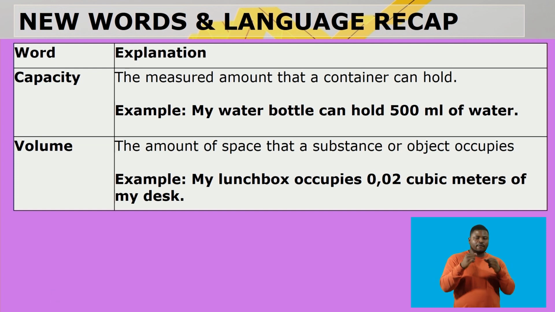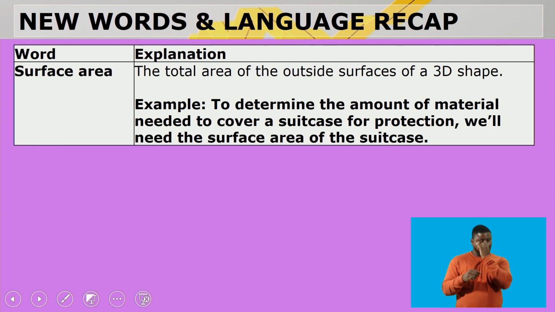It takes up space. And then the surface area, the total area of the outside surfaces of a 3D shape. Example, to determine the amount of material needed to cover a suitcase for protection, we'll need the surface area of the suitcase. Let's look at the common errors.